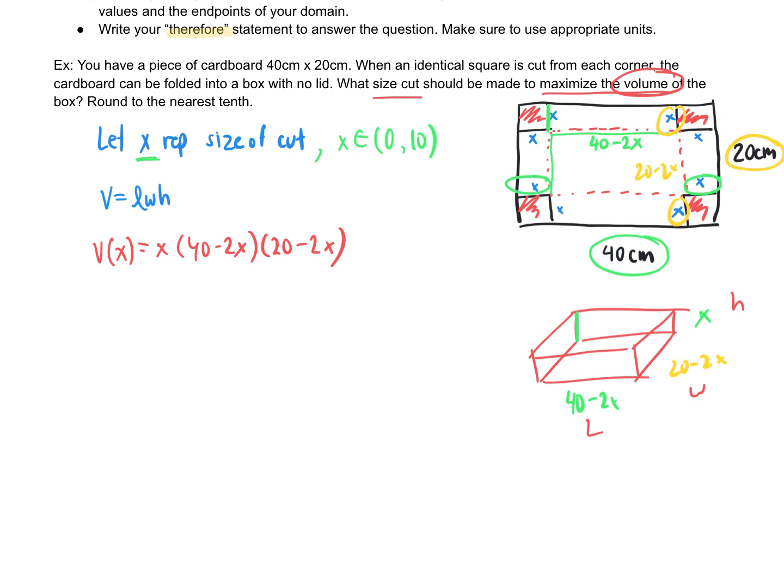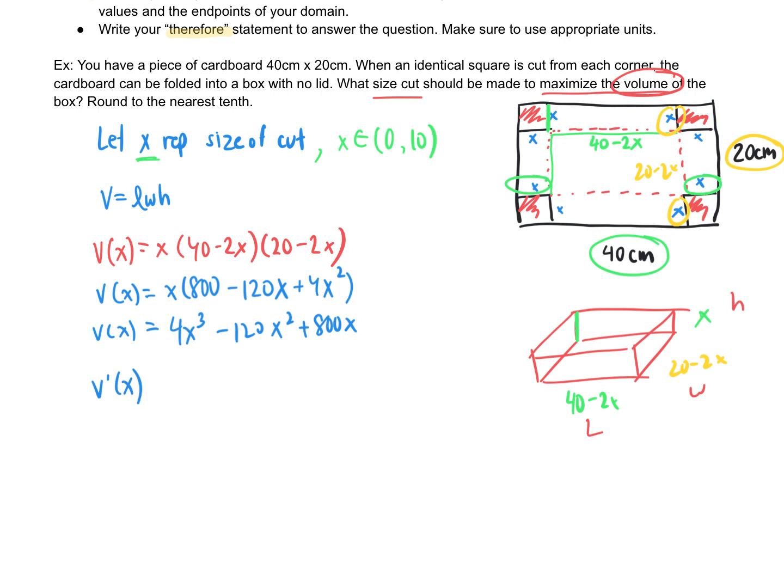Now I can take my derivative from this factored form, or I can expand and simplify and use my basic power rule. I'm going to expand and simplify because this is going to be very quick. So we have 800 minus 80x minus 40x, so that's minus 120x plus 4x squared, and then distribute that x in. And while I distribute the x in, I'm just going to rearrange. So I'm going to put 4x cubed first, then 120x squared, then 800x. And now I'm ready for my derivative. So 12x squared minus 240x plus 800.